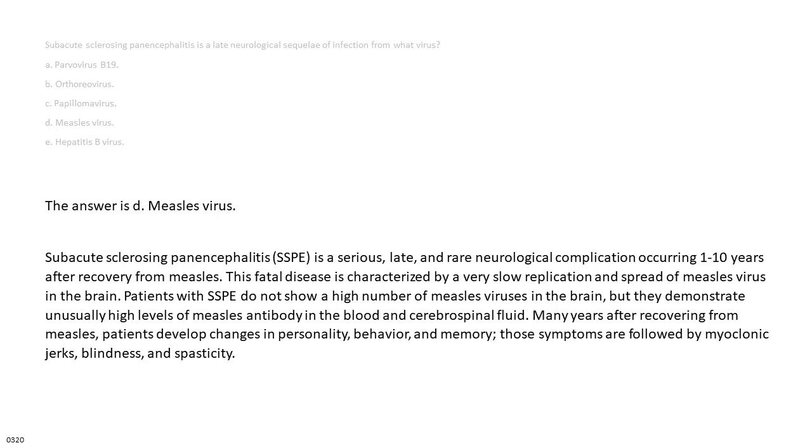Patients with SSPE do not show a high number of measles viruses in the brain, but they demonstrate unusually high levels of measles antibody in the blood and cerebrospinal fluid. Many years after recovering from measles, patients develop changes in personality, behavior, and memory. Those symptoms are followed by myoclonic jerks, blindness, and spasticity.